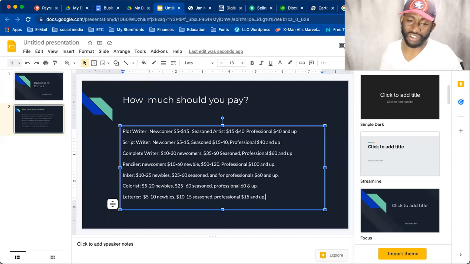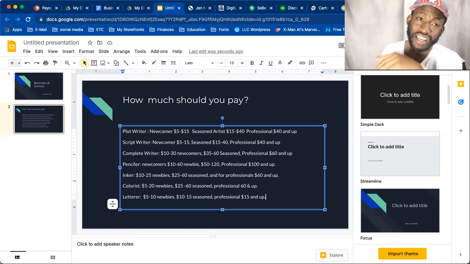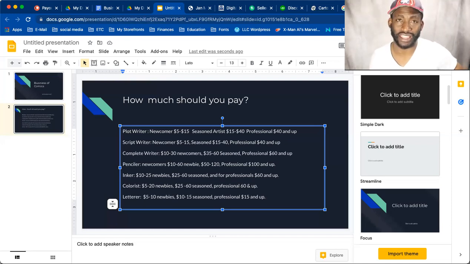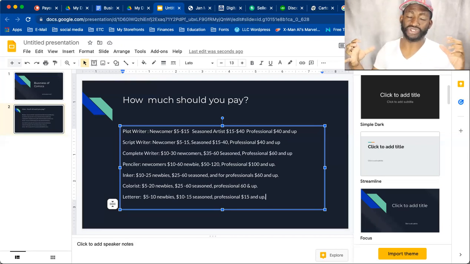For each of these categories, I would probably say maybe $5, $10 more now. If you do find an industry standard, like, I found websites that reported what writers, inkers, and colorists are making at Marvel and DC, but again, I wasn't able to find an actual industry-specific standard, especially, like I said earlier, when it comes to the independent comic book scene.